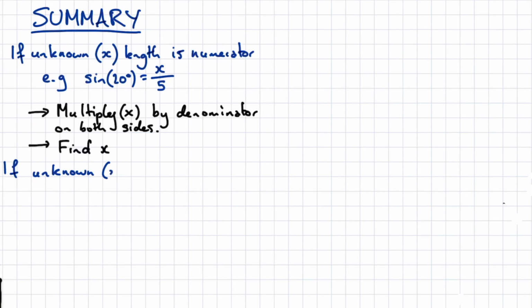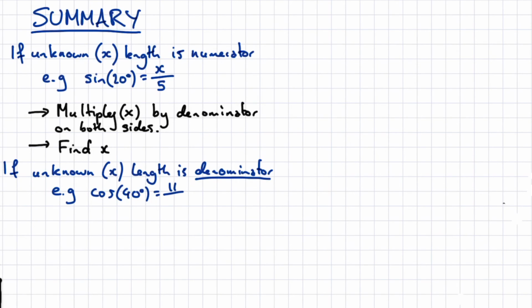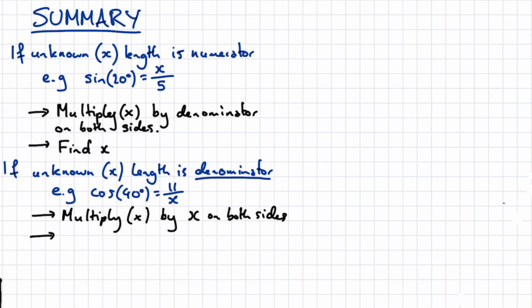Now, if the unknown length, x, is the denominator, or is on the bottom, and I'll show you another example, we might have cos of 40 degrees equals 11 over x. Okay, we have to do 2 steps here. Okay, so the first step will be to multiply both sides by x, okay, on both sides, and that actually cancels out the x on the right hand side.